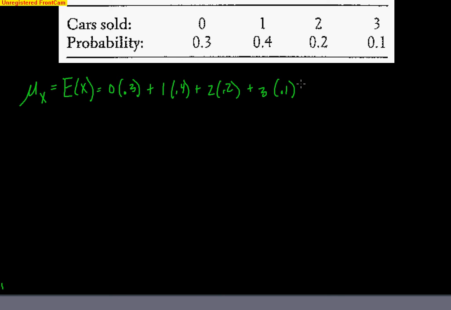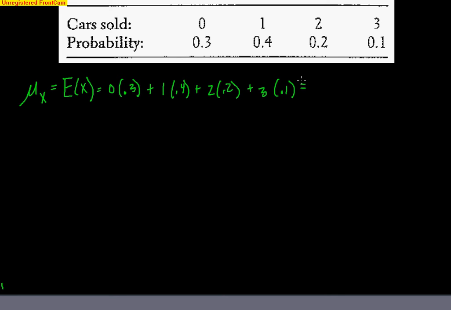And I said, okay, well, over the course of a long time, days and days of selling cars, how many cars do I expect to sell? What is my expected value? What is my mean over the course of a long run? Well, hopefully by now this is very easy to calculate. So 0 times 0.3, outcome times probability, plus 1 times 0.4, plus 2 times 0.2, plus 3 times 0.1, each outcome times probability.